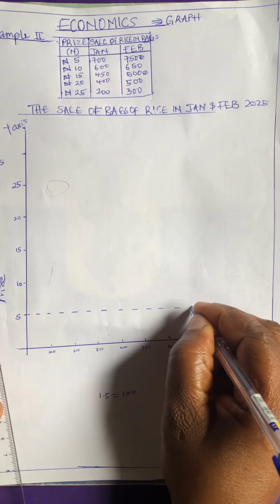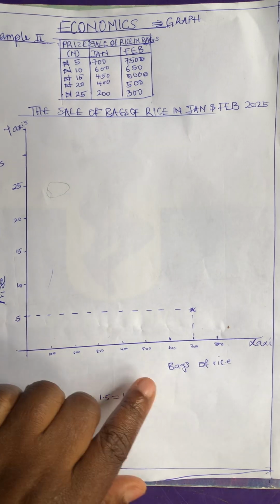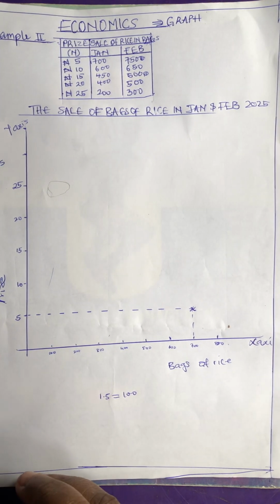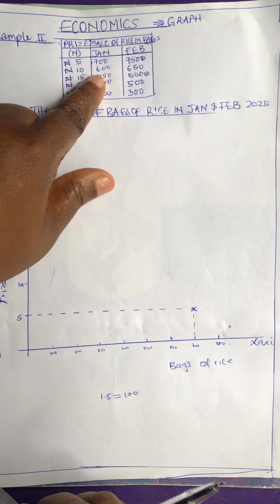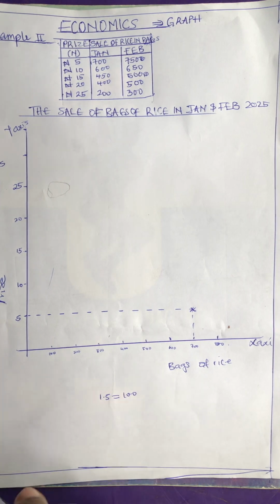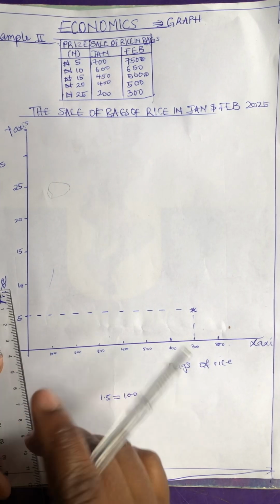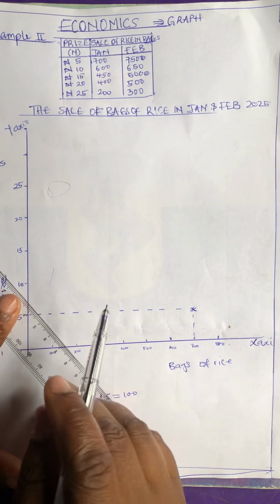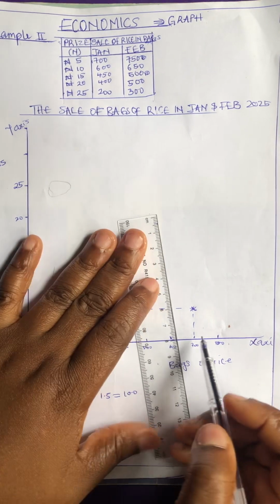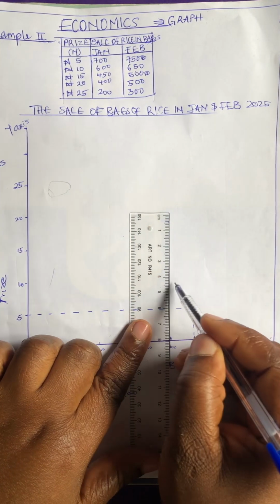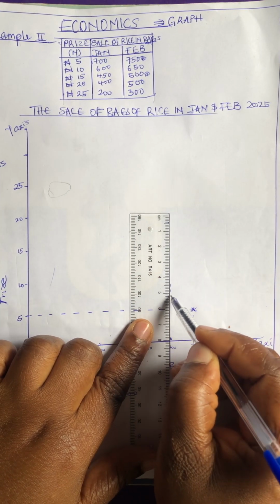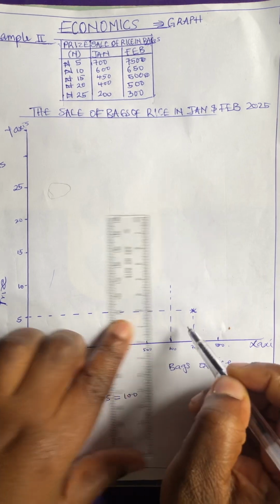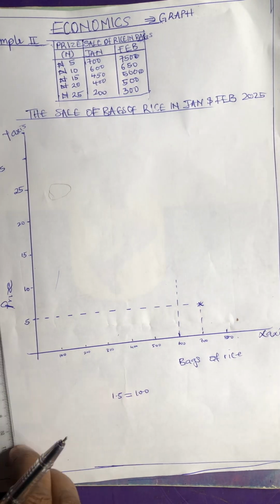And this is a point. Then also we are going to do that of 600 at 10 naira. At 10 naira, 600 bags were sold in the month of January.